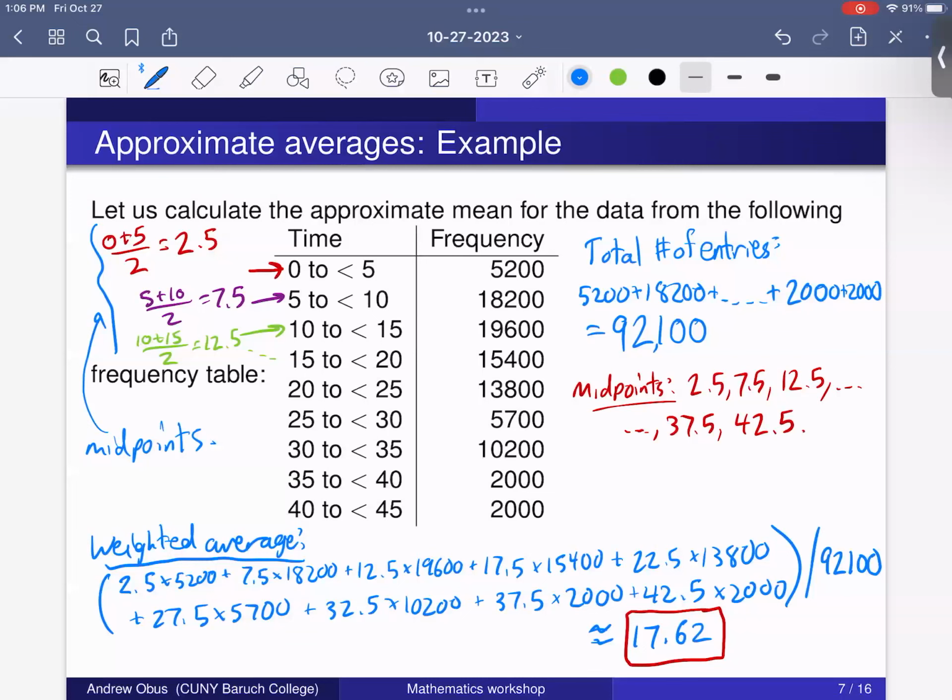Okay. So for each midpoint, the way that we calculate it is we actually just take the average of the minimum and the maximum data entry in the group. And so, we add them together and we divide by 2. That's going to give us the midpoint. So that's how we get 2.5 and 7.5 and 12.5.